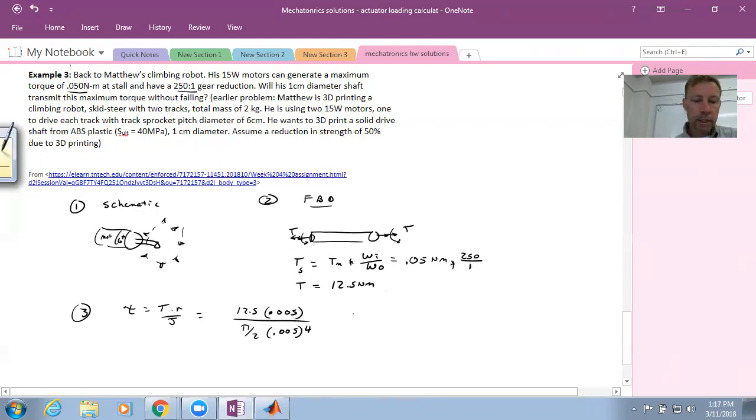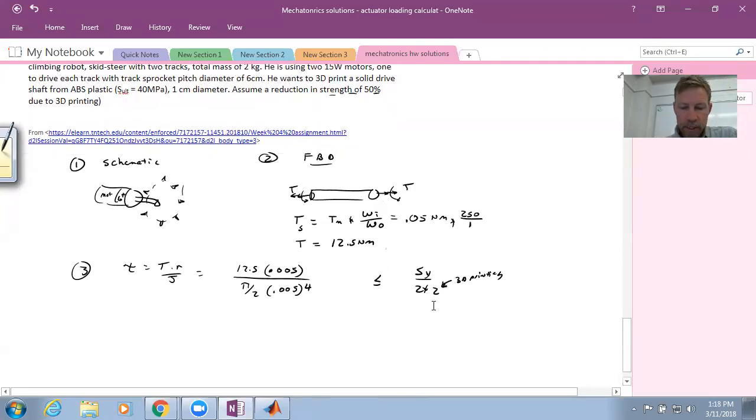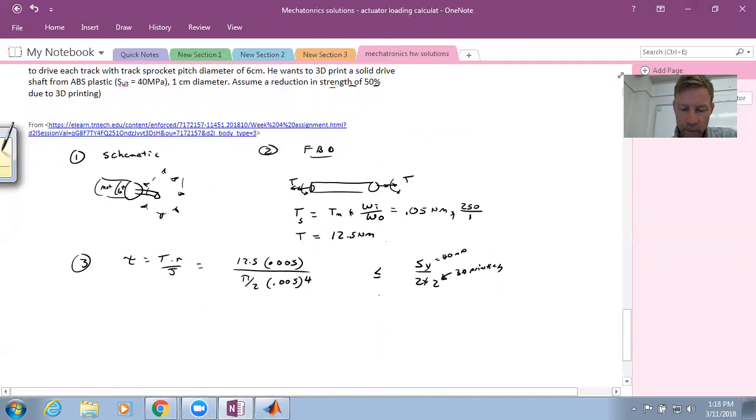And I have to check to see if that's less than or equal to my yield strength divided by 2 times 2. One 2 comes from the max shear stress theory, and the other 2 comes from 3D printing, because remember, I have this reduction of strength by 50%. So I now need to check and see if that's the case. This material was 40 megapascals. So, I guess we can do that one by hand. Is that less than 40 over 4, or less than 10 megapascals?